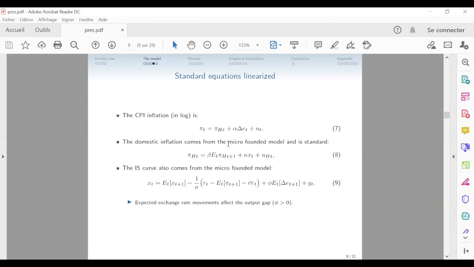The IS curve also comes from the micro-founded model and is quite standard. The only innovation here is that we have an effect of expected changes in the exchange rate, and an expected depreciation here increases the output gap. Why? Because this expected depreciation means that the financier was short at time T, so that there was less import, which has a positive effect on the current account and on the output gap in the end.